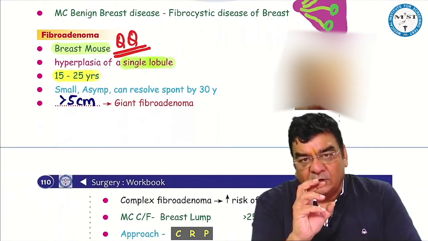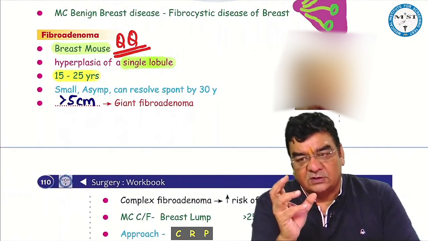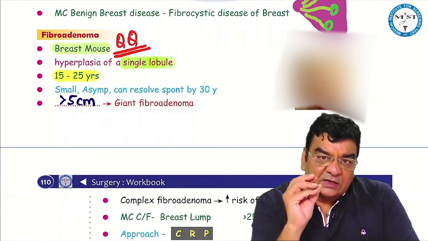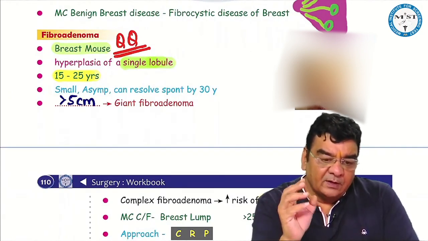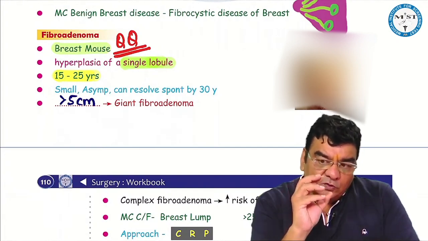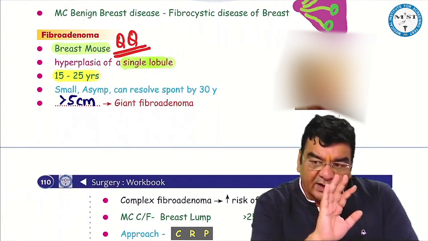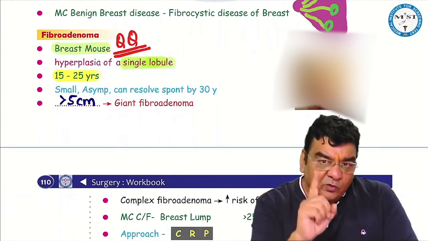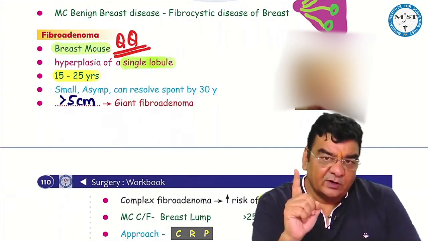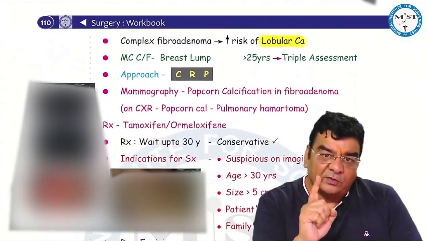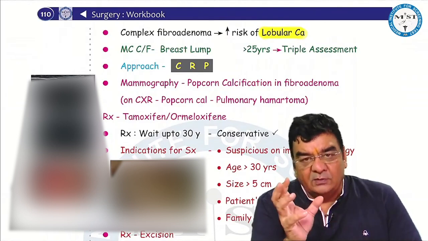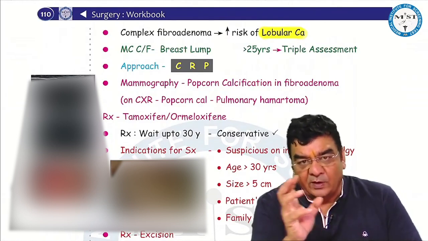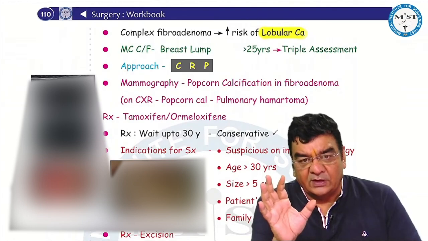Now, fibroadenoma, also called breast mouse, is a freely mobile lump inside the breast due to hyperplasia of a single lobule, usually seen between 15 to 25 years of age. Usually they are small, patients are asymptomatic, and they resolve spontaneously. If more than 5 centimeters, that is giant fibroadenoma, and complex fibroadenoma increases the risk of lobular cancer. Most commonly, the patient presents with a nice soft to firm mobile lump inside the breast, no lymph node involvement, nothing.